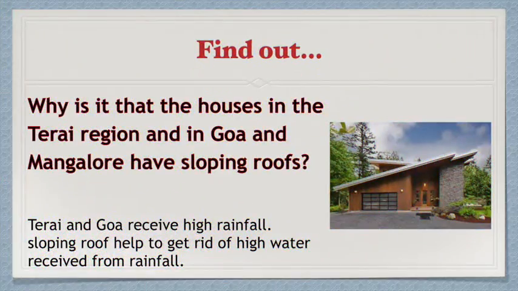Next find out question is, why is it that the houses in the Terai region and Goa and Mangalore have sloping roofs? These three regions receive plenty of rainfall. To avoid water stagnation on the building roof and to avoid damage to the building, sloping roofs are constructed so that rain received over the roof easily gets drained.